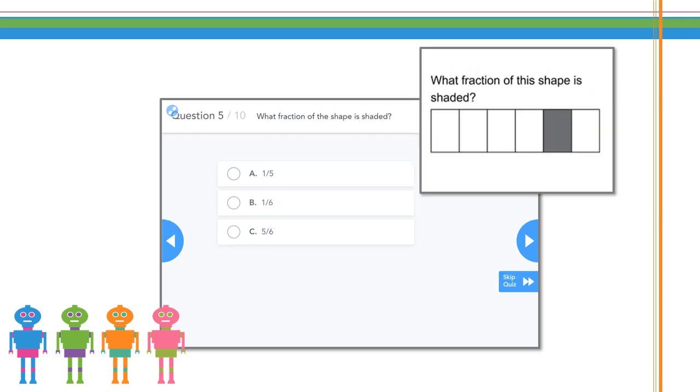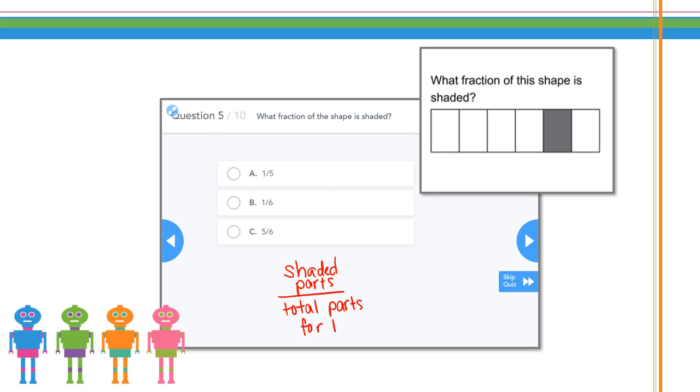Question 5, what fraction of the shape is shaded? So I have another model and I'm asked for the shaded part. If I were to write this, it would look like this. The numerator would be the shaded part or parts, and then my denominator would be my total parts for 1 whole. That helps me to eliminate making a mistake that I see a lot of children making. So let's take a look.